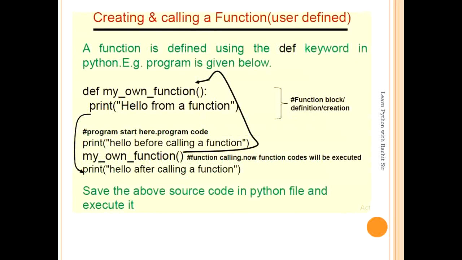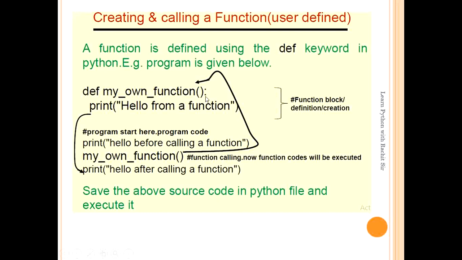Third is user defined functions. A function is defined using the def keyword. Yes, this is the keyword def. So a user can define a function according to his or her need using the def keyword. For example, here I have defined a function named my own function. This is the definition of function. So I have used this keyword def, and this is the function name. You can write any name of function.